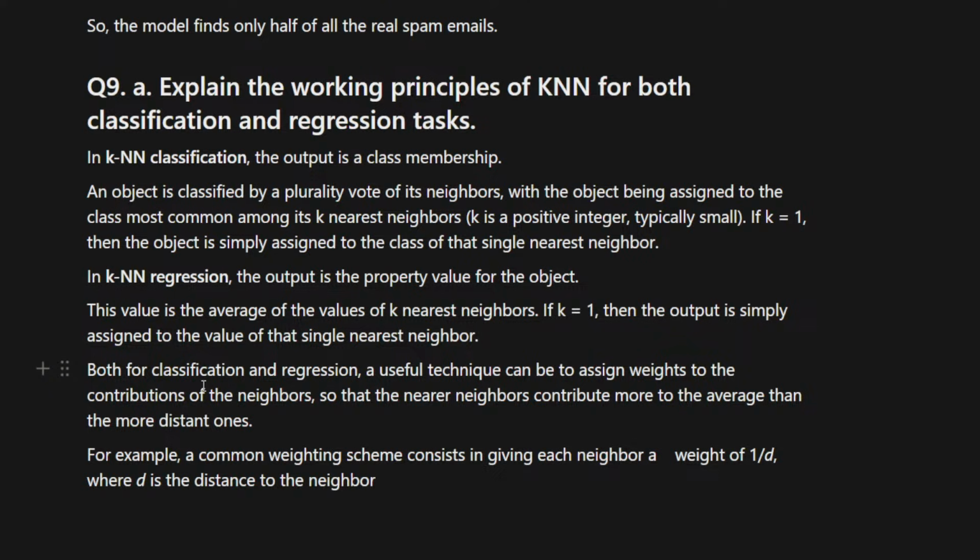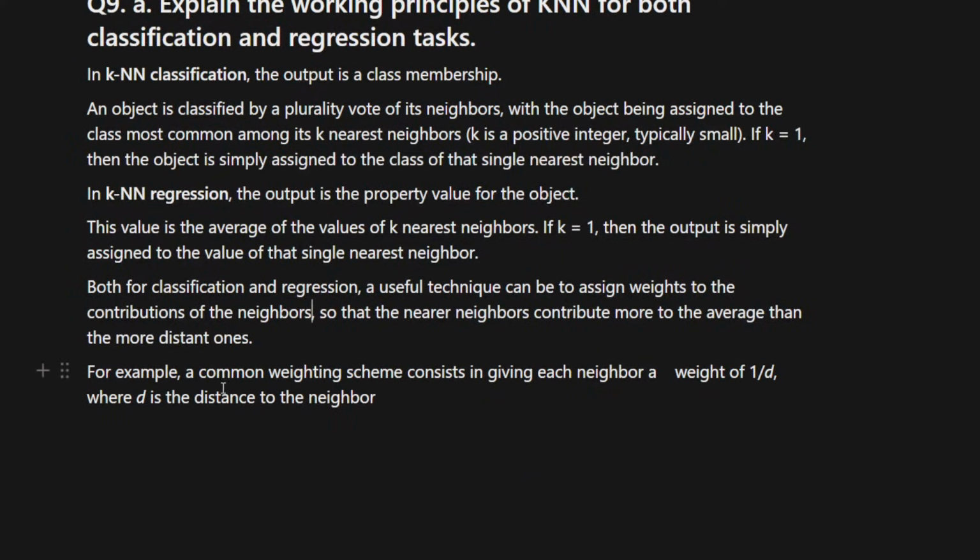And both for classification and regression, a useful technique can be to assign weights to the contributions of the neighbors. This is a bit advanced, but you can assign weights to the contribution of the neighbors. For example, suppose you assign the weights in such a way that the nearest neighbors contribute more than the neighbors that are far away. This way, you can improve the model's performance. A common weighting scheme is weight equal to 1 by d, where d is the distance of the neighbor.